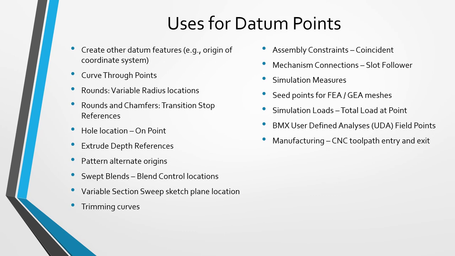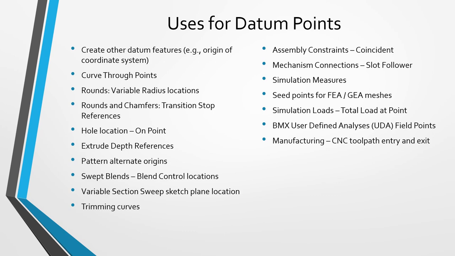On the assembly side, you could use datum points for different constraints. A coincident constraint for a point can end up being like the old point on line or point on curve constraints that were available in earlier versions of the software. If you're doing mechanism connections, you have a slot follower connection, and you would use a point as defining one of the references in the component that's capable of moving.